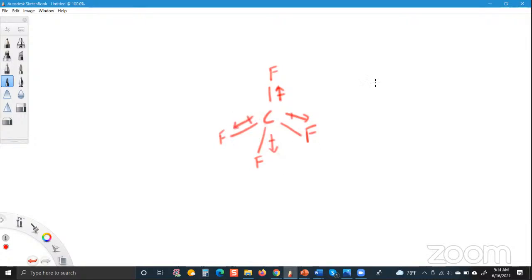So again, in this case, because the dipoles cancel out each other, the net dipole moment for this molecule would be 0, and therefore this molecule would be non-polar.